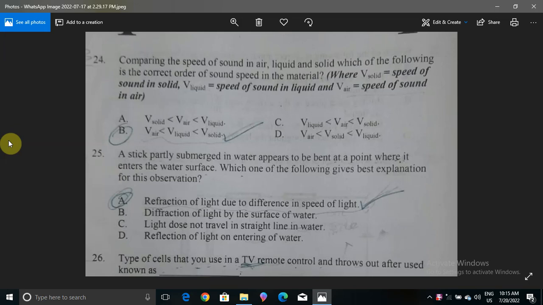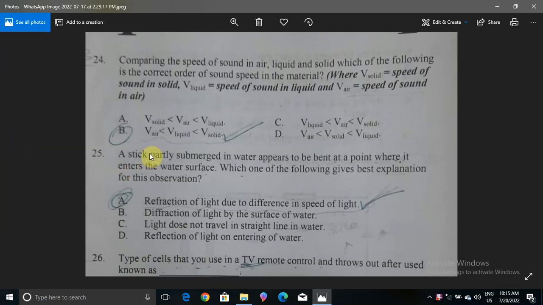Refraction of light due to difference in speed of light, or diffraction of light by the surface of water, or light does not travel in a straight line in water, or reflection of light on entering water. The correct answer will be refraction of light due to a difference in speed of light. So that means choice A is the best answer for question number 25.